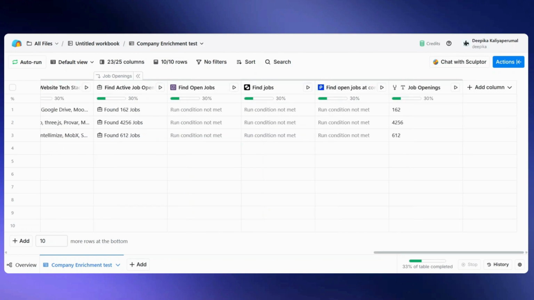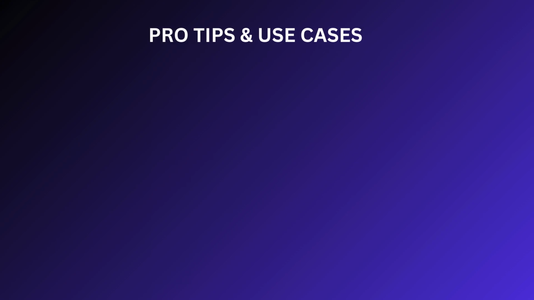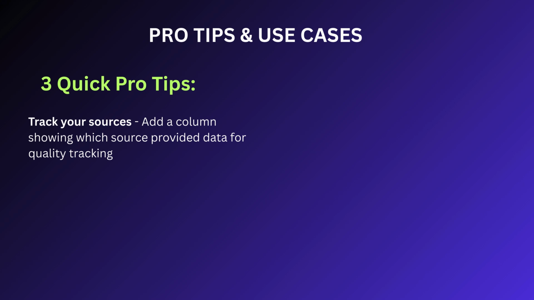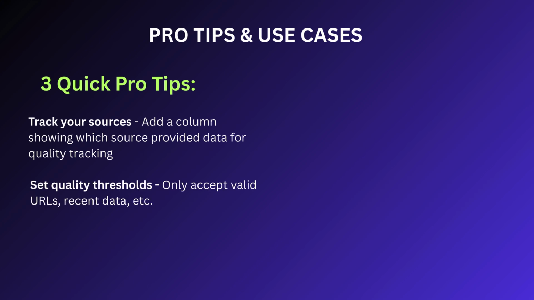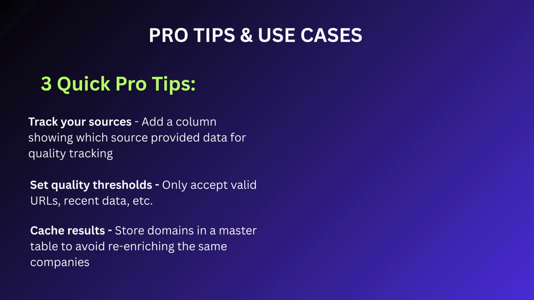Now we'll discuss the pro tips and use cases for these waterfalls. The three quick pro tips are: track your sources. Add a column showing which source provided the data for quality tracking, and set quality thresholds. Only accept valid URLs, recent data, etc. And cache results. Store domains in a master table to avoid re-enriching the same companies.